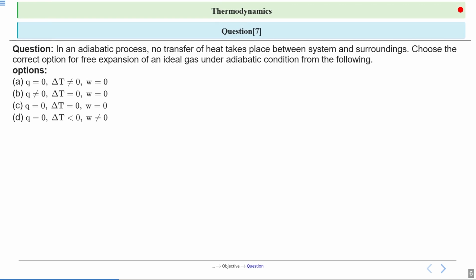Then here is your next question, question number 7. You have an adiabatic process, okay, and no transfer of heat takes place between the system and surrounding. Then you have to choose which of the following options is correct for free expansion of an ideal gas under adiabatic condition, right? So if you're taking an adiabatic condition, no transfer of heat is taking place, as we know adiabatic process depicts the same, and we are also saying at the same time that this is an example of free expansion. So what can be inferred from this statement? Your time starts now. Think about the change in temperature, the work, and the heat.